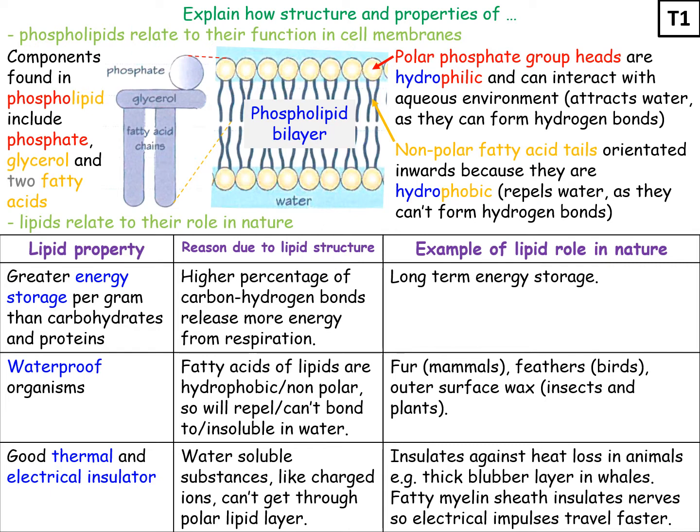Lipids are also good thermal and electrical insulators. That's because water-soluble substances like charged ions can't get through the polar lipid layer. And this helps to insulate against heat loss in animals. An example of this is the thick blubber layer in whales, where you're retaining the heat inside. Also, the fatty myelin sheath insulates the nerves, so electrical impulses travel faster through the neuron, and that reduces the loss of electrical energy out of the neuron.